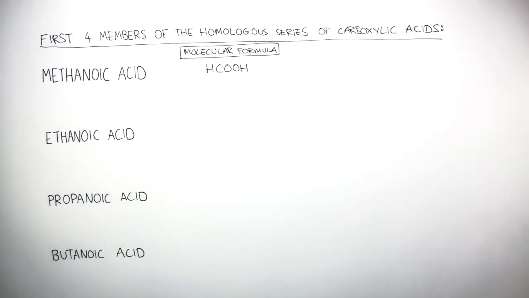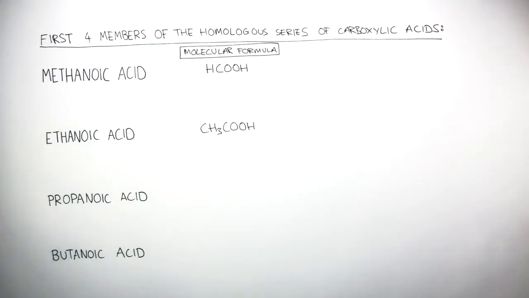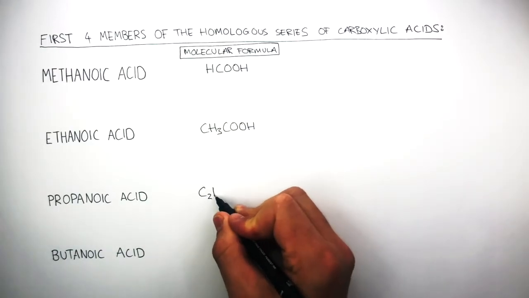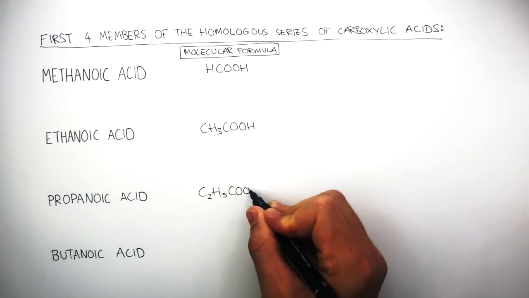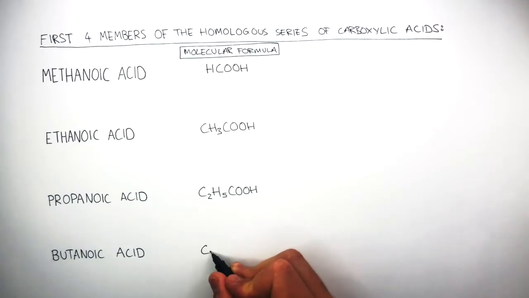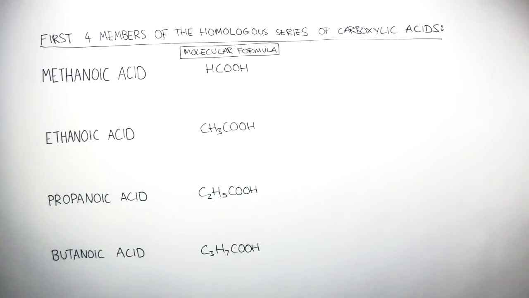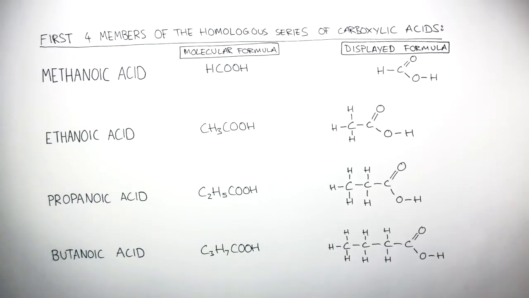HCOOH. The molecular formula of ethanoic acid is CH3COOH. The molecular formula of propanoic acid is C2H5COOH. And the molecular formula of butanoic acid is C3H7COOH. And the displayed formula of each carboxylic acid is as follows.